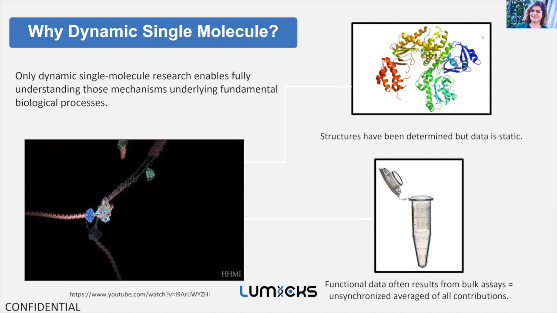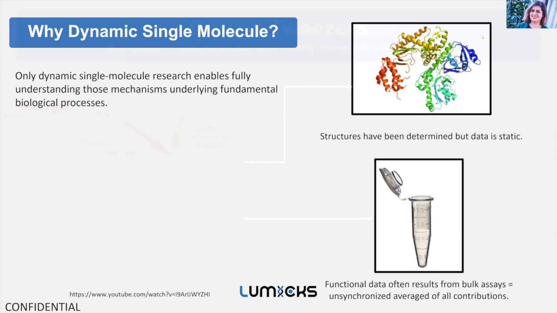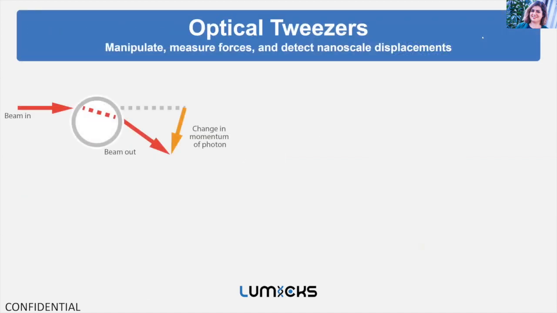Having said that, I will introduce to you the technology that LUMICKS has developed, but before that I start telling you about optical tweezers. So the technology that we're going to talk about is basically a combination of optical tweezers technique with fluorescence microscopy. But before getting into that, I briefly go over how optical tweezers work. So basically you would use a laser light to trap small objects.